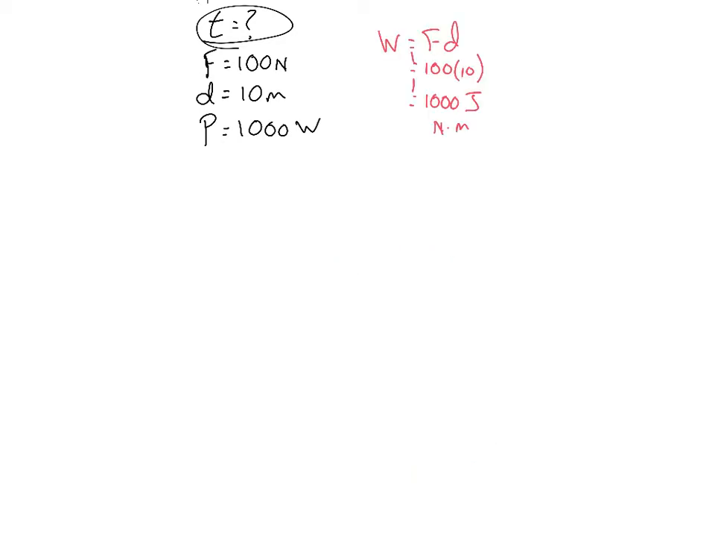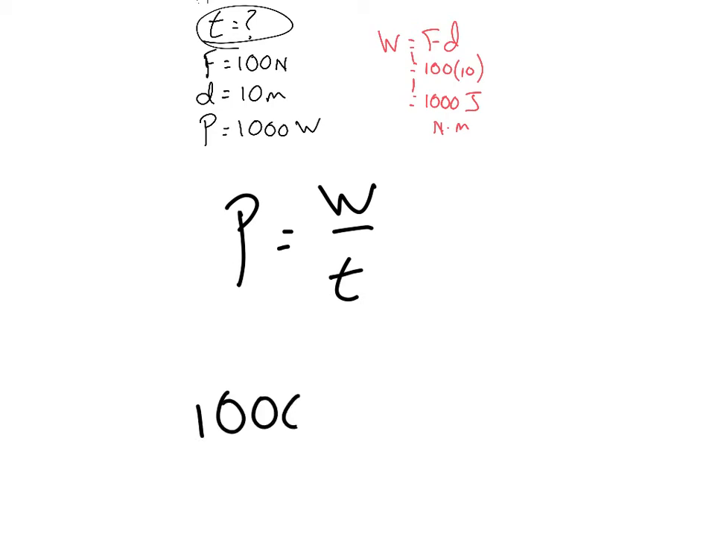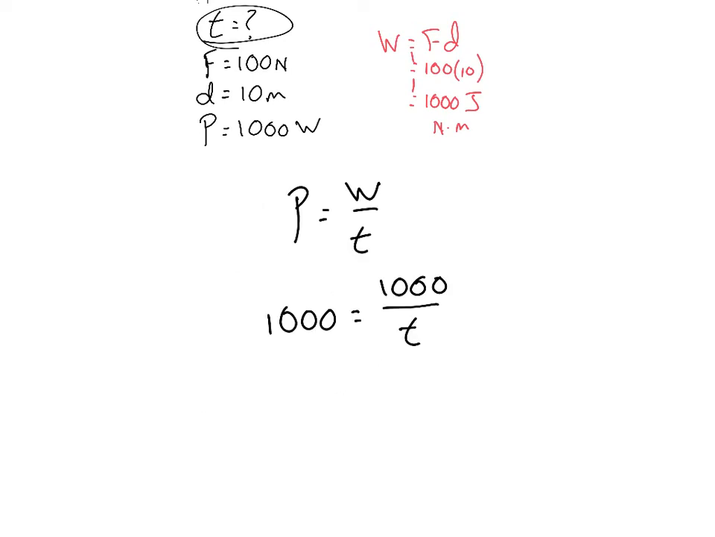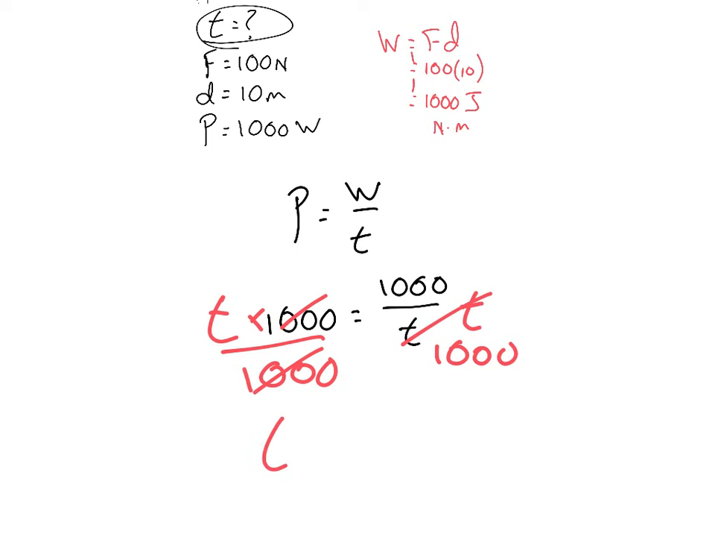So now that we know work is 1,000, we can go back to our power equals work over time and plug in our numbers. We know the power of our engine is 1,000 watts. We know the work we did is also 1,000, and then we're looking for T. We're going to solve this by multiplying both sides by T, which will cancel out on that side. We'll get T times 1,000 on this side, divide both sides by 1,000 to cancel out. 1,000 divided by 1,000, T is going to equal 1 second. So this 1,000 watt engine is going to take 1 second to lift 100 newtons 10 meters.